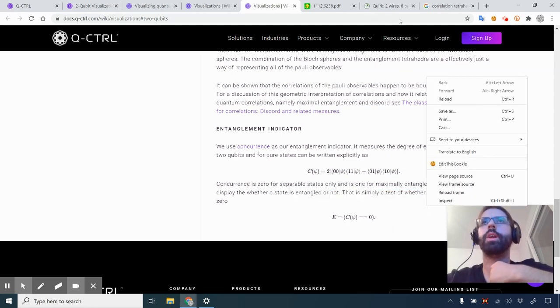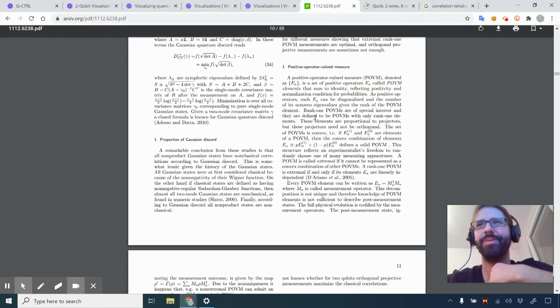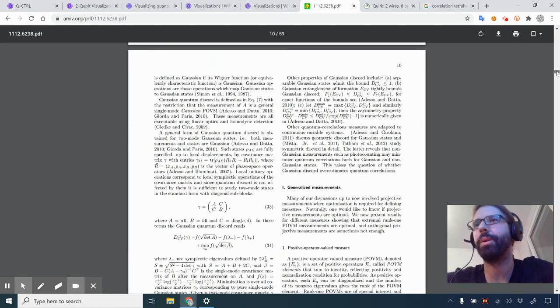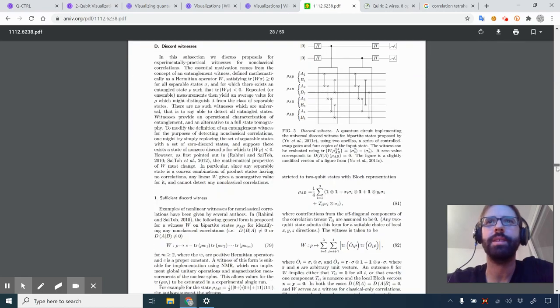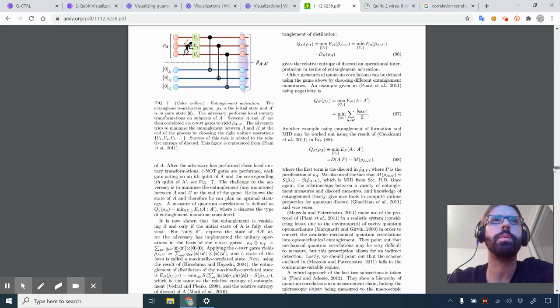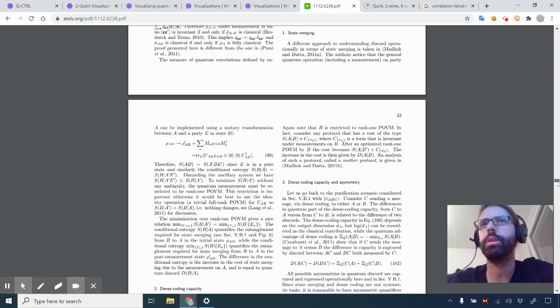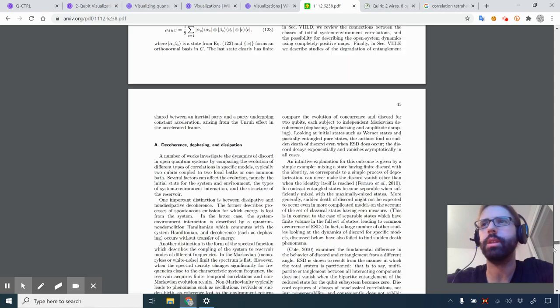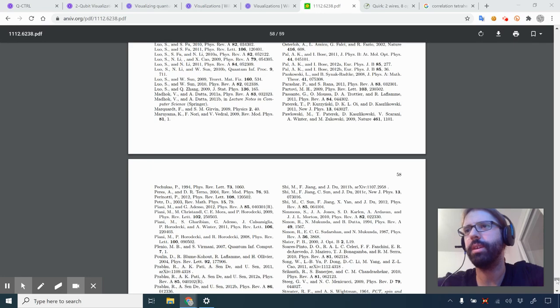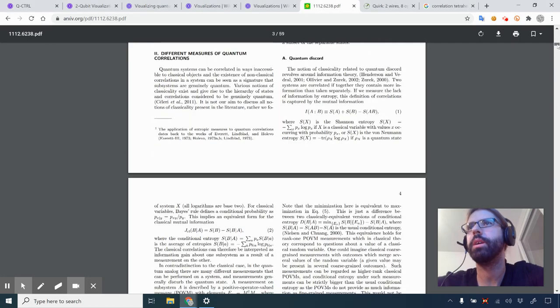Okay, cool. Okay, but I guess we've got a lot of reading material here. It's going to be impossible to cover all these in a session. Okay, some circuits, interesting. Entanglement activation. Okay, that can be a fun read, though. I mean, if it's linked in the Q-Control page, it can be a good read.